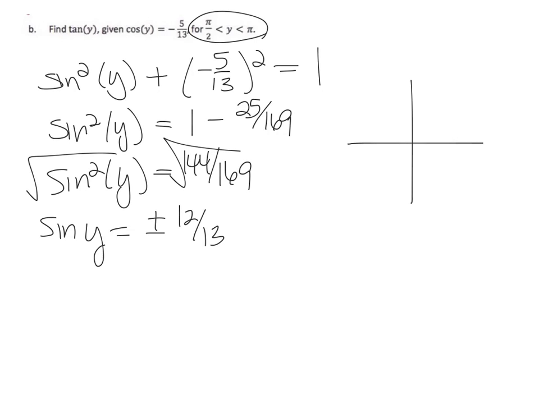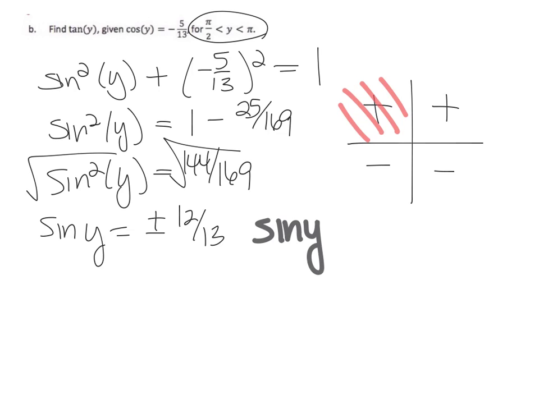Sine is positive, positive, negative, negative, and we're looking at our range, which is from pi over 2 to pi, so we have to go with the positive one. Sine y is 12 over 13. Sorry about that.